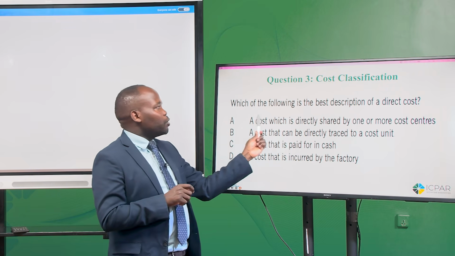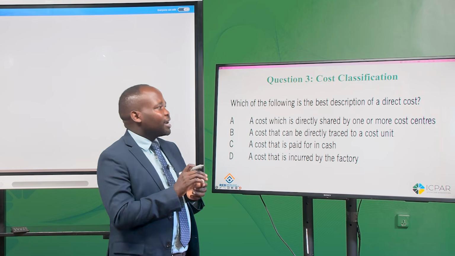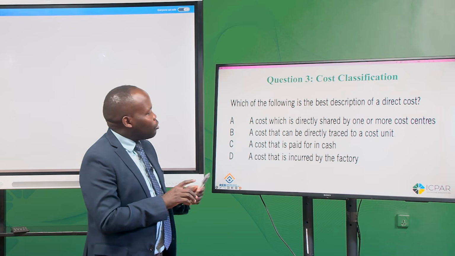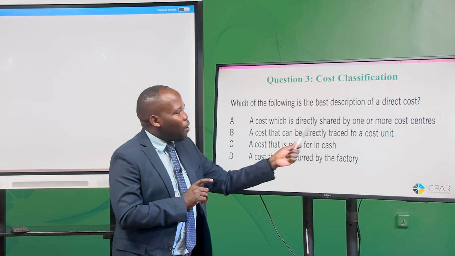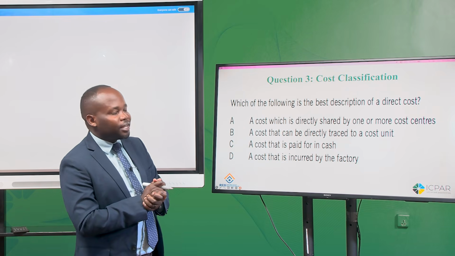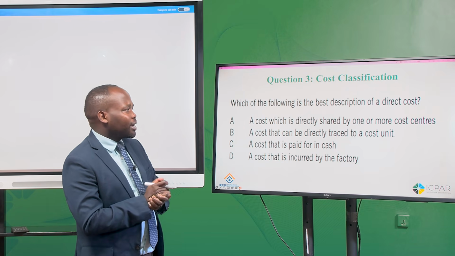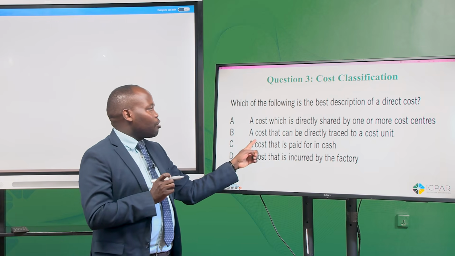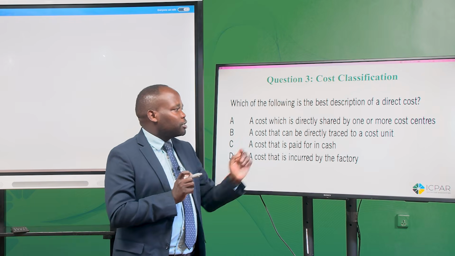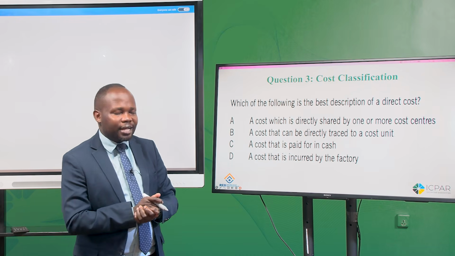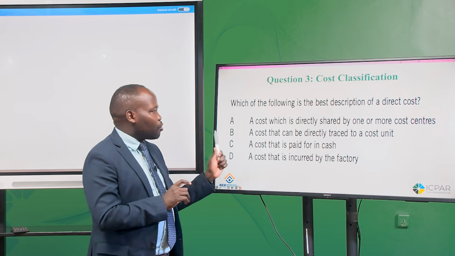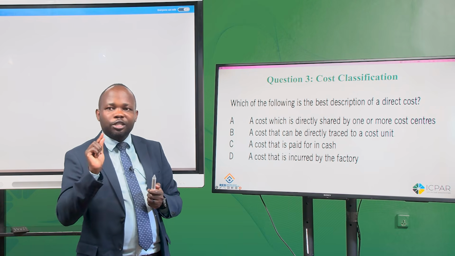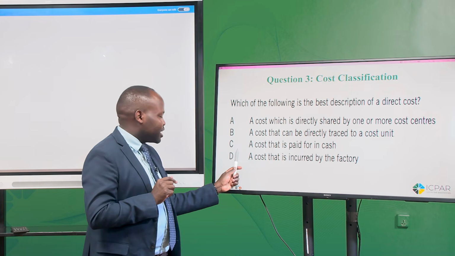So we are being asked, which one of the following is the best description of direct costs? A, a cost which is directly shared by one or more cost centers. That is not true. That kind of reflects on what we call a cost center. Number B, a cost that can be directly traced to a cost unit. B is right. A direct cost is a cost that is traceable to a specific cost unit. So B is right, but let's look at C.